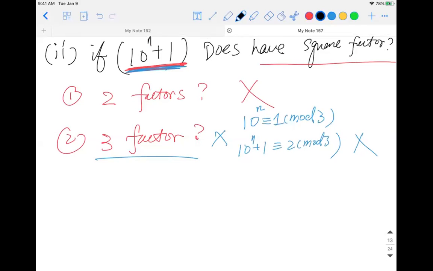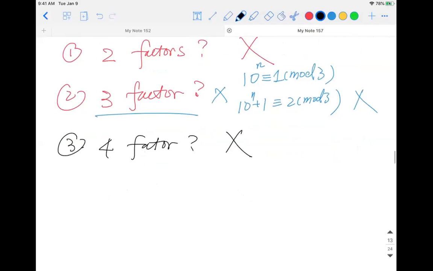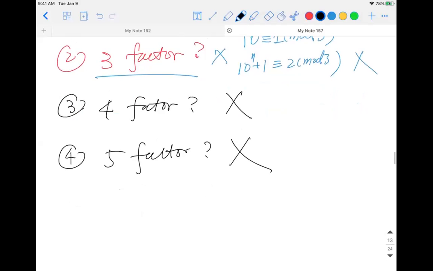You should just keep writing. Is it going to be a factor of 4? You're kidding me, right? 10 to the power of n plus 1 is an odd number, so it won't be a possible factor of 4. Is it going to be a factor of 5? That's daydreaming, because a multiple of 5 must have its last digit be 0 or 5, and for 10 to the power of n plus 1, the last digit is always 1. 6, you don't have to waste your time. 6 is actually the same as 4. They are composite numbers, so you don't have to waste your time.